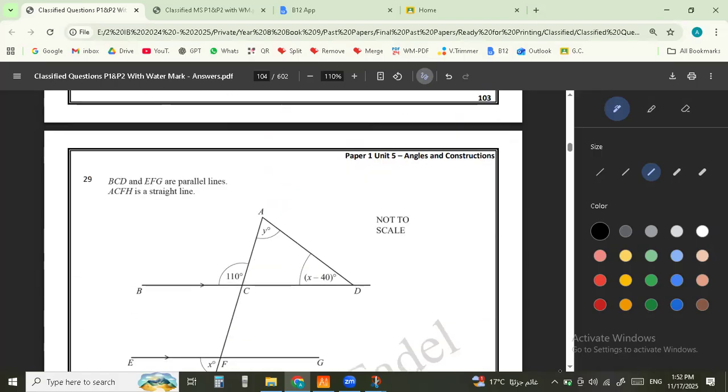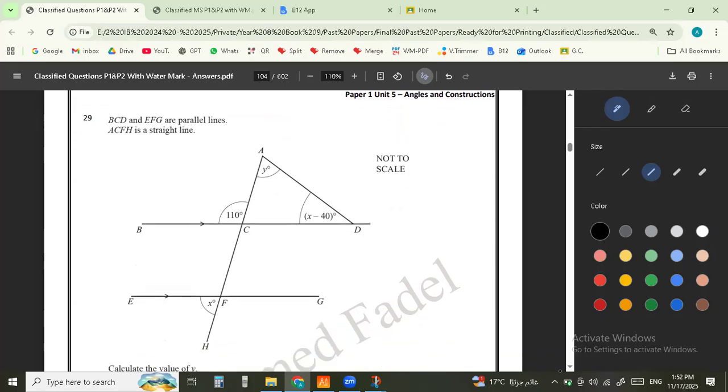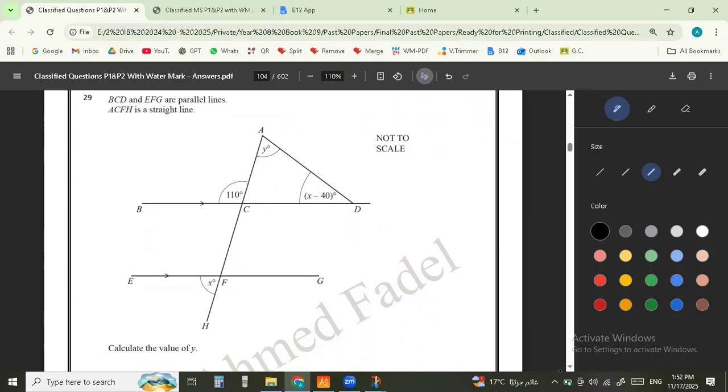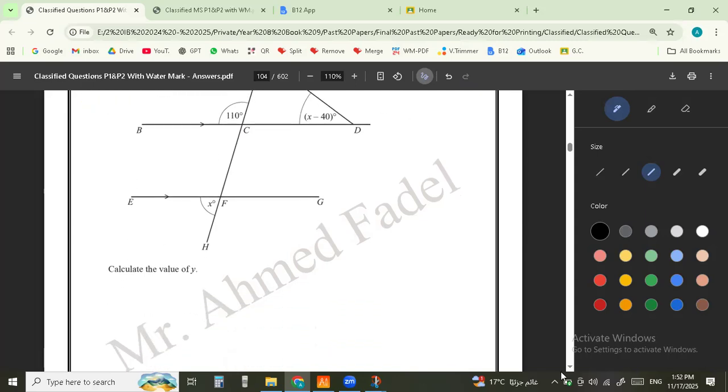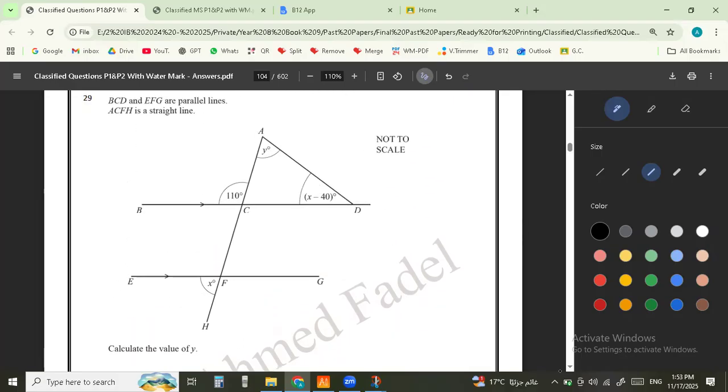B, C, D and E, F, G are parallel lines. A, C, F, H is a straight line. Calculate angle Y, the value of Y. And they want you also to calculate the value of X. Well, no, only Y. Yes, only Y. How can I do it, mister? And why are they giving me X here? Yes, because if you must find X first, I cannot find Y right away.